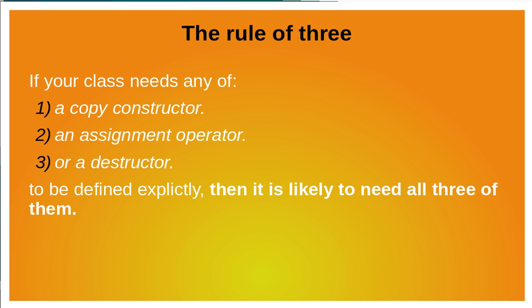The rule of three. If your class needs one of copy constructor or assignment operator or destructor to be defined explicitly, then it's likely to need all three of them. So this means that if any of these is required or mandatory in your class, it means that the three of them are required, and this is called the rule of three.